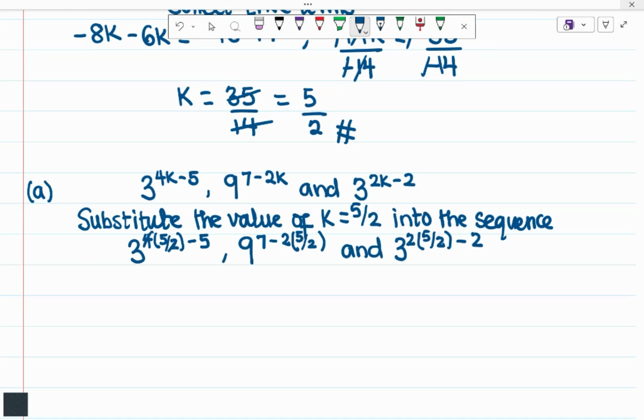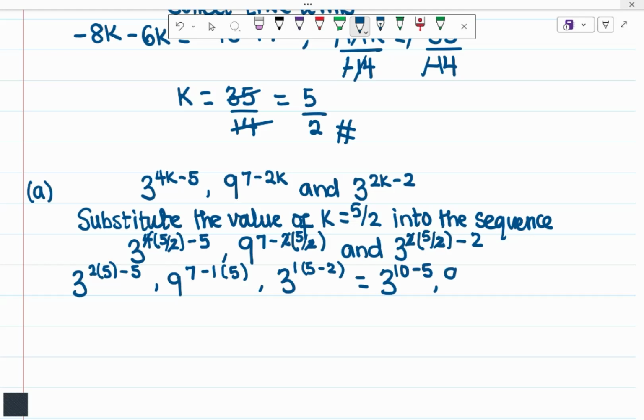So this will cancel each other. So I have 3 raised to the power of 2 open bracket 5 minus 5, comma, this will cancel this. I have 9 raised to the power of 7 minus 1 open bracket 5, comma 3 raised to the power of, this will cancel this, 1 open bracket 5 minus 2. So this will now become 3 raised to the power of 10 minus 5, comma 9 raised to the power of 7 minus 5, comma 3 raised to the power of 5 minus 2.